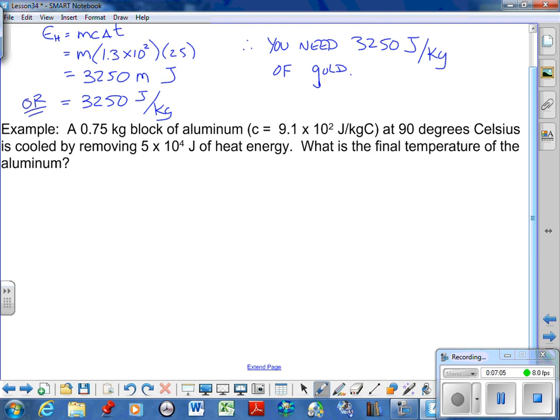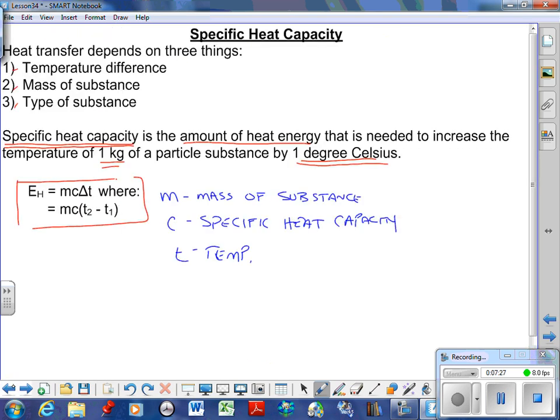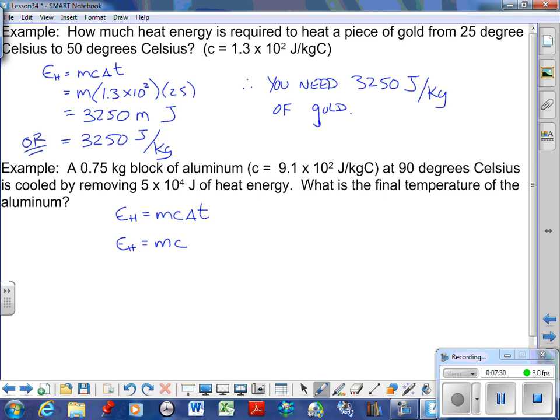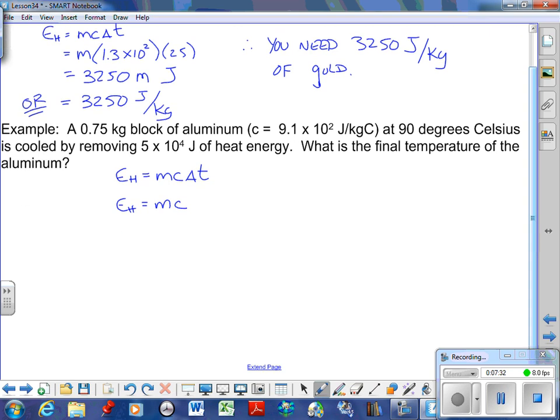A 0.75 kilogram block of aluminum at 90 degrees is cooled by removing 5 times 10 to the 4th joules of heat energy. What's the final temperature of the aluminum? With this one, the only thing you need to remember is that this delta T, and I'm going to throw the extra step in here, is also, if we go back a page to your formula, T2 minus T1. So the unknown is that final temperature, the T2. That's what we're really looking for.